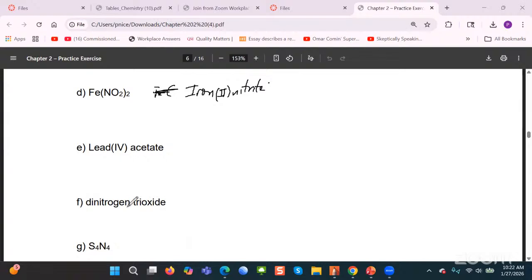Oh, no, before we even do that. Okay. All right. Let me go through the rest of these because I need to make a distinction between how we name ionic compounds and molecular compounds. So for this one, what do you think the answer is for this one? Lead 4 acetate. And again, you have to use a table.